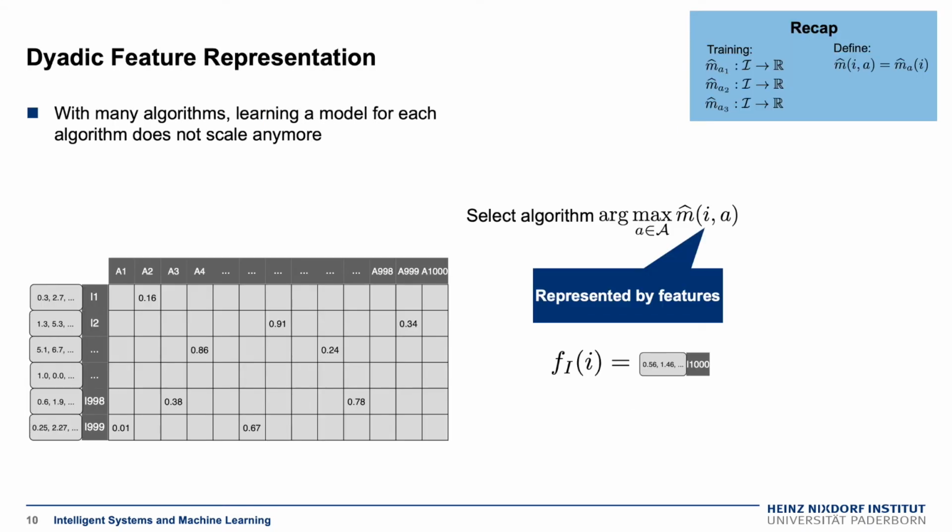So how does it look? In principle, our training information looks like this table here. On the left we have instances with features that represent the instances, and we have the algorithms on the top, and then in the entries we have the performance of the algorithm on the corresponding instance with respect to our measure.